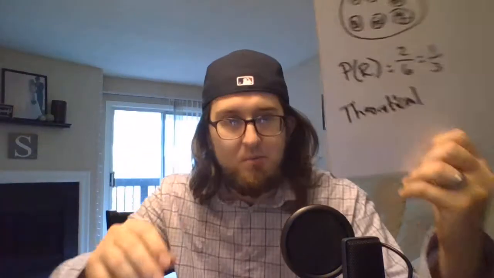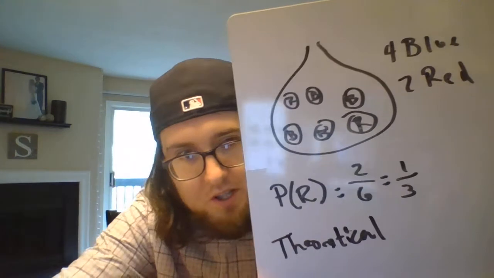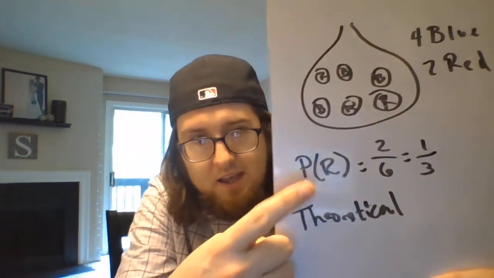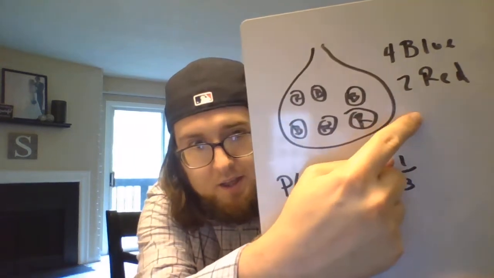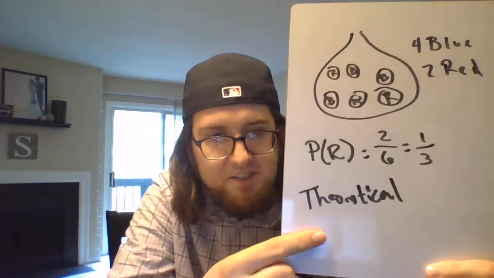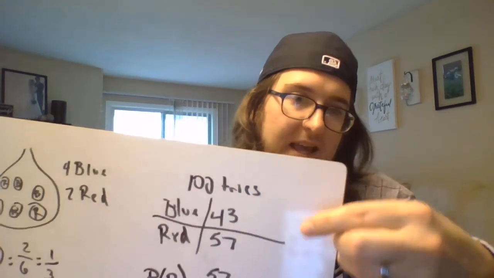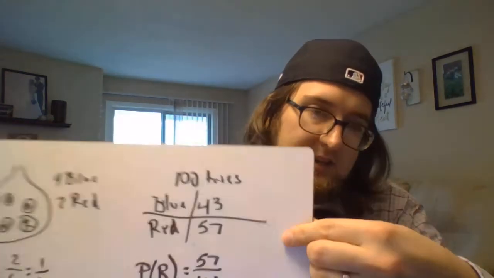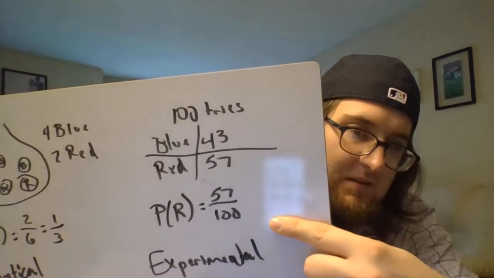Okay, so let's say I have this bag of marbles, and you can't see it well, so I wrote it to the side. I've got 4 blue, 2 red, and I asked, what is the probability of red? Well, there's 2 red out of 6 total, 2 out of 6, it's 1/3. That's theoretical. Now let's take that same bag of marbles and say we drew 100 times and got 43 blue and 57 red. Then my probability for red there will be 57 out of 100.